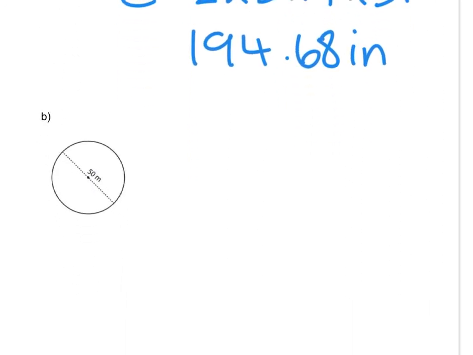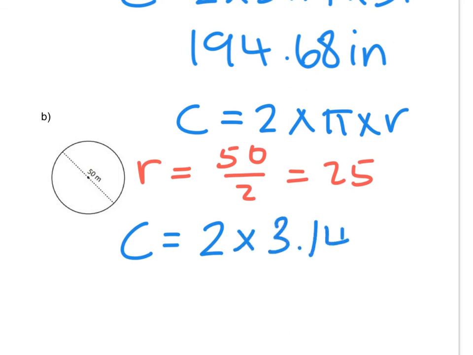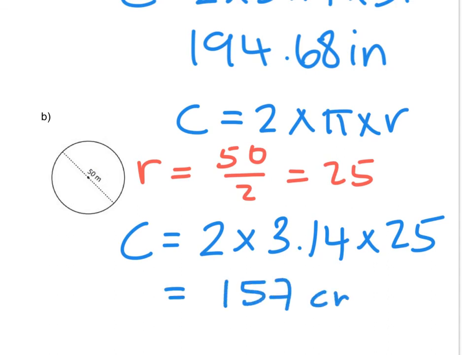You see the difference with this one here is that you're not given the radius directly, you have to find it. So again, circumference is 2 times pi times r. Radius equals 50 divided by 2, which is 25. The reason we're dividing by 2 is because we have the diameter here. So C equals 2 times 3.14 times 25. And what does that give you? 157.